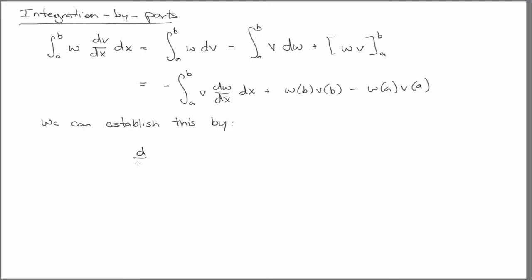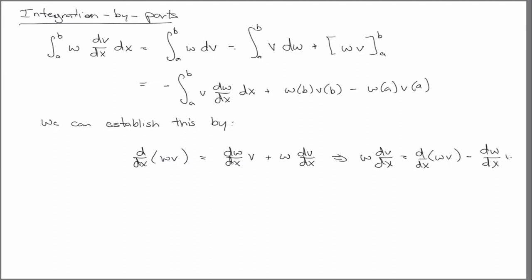So if we just use the product rule on W and V, we know that that's dW/dx V plus W dV/dx, which implies W dV/dx equals d/dx WV minus dW/dx V. And now we're just going to integrate this thing, integrate it over A to B.